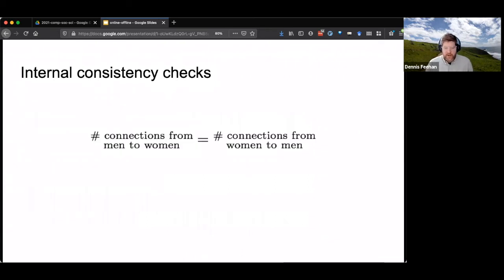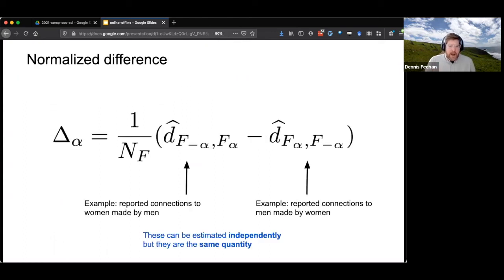So just to make that a little bit more concrete, for both of the networks that we're looking at, the number of connections between men and women has, in principle, at the population level, to be equal to the number of connections from women to men. Because every time a man shares a meal with a woman, that means a woman also shares a meal with a man. That's a property of these 2 networks that we're using here.